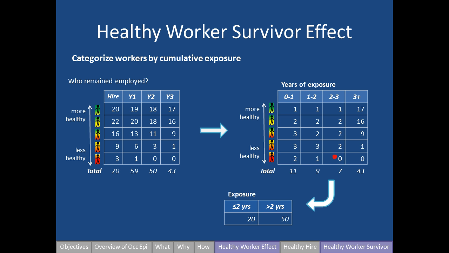And now we're going to further categorize it into if you had less than or equal to 2 years of exposure or greater than 2 years of exposure. So 9 and 11 is 20, 7 and 43 is 50. So we're just categorizing exposure, and we're using this kind of cumulative measure of exposure as years of exposure for our measure. And again, the cumulative exposure is important because employees who leave are accruing less exposure than their counterparts who remain on the job.